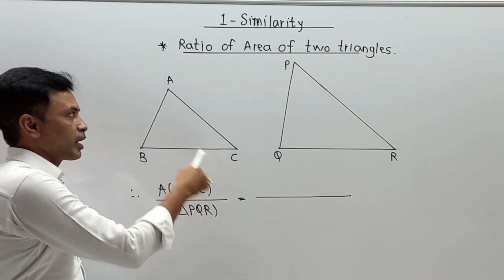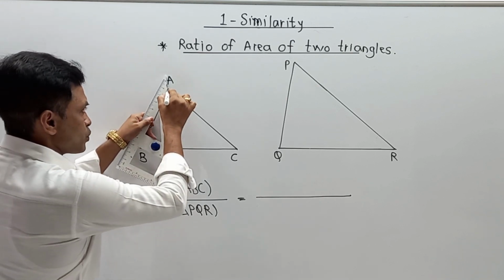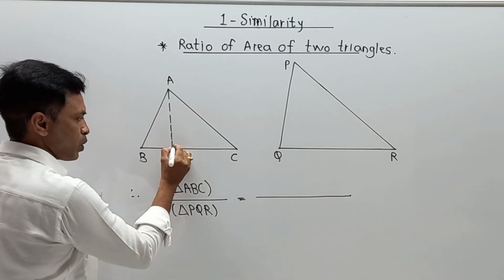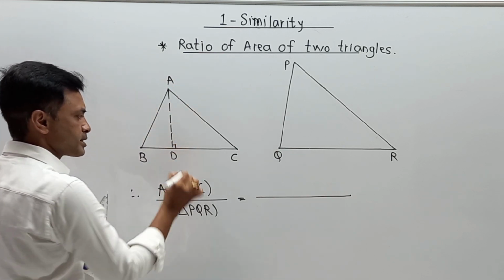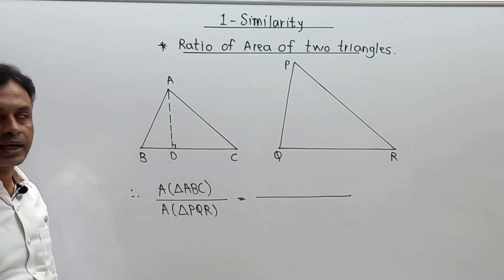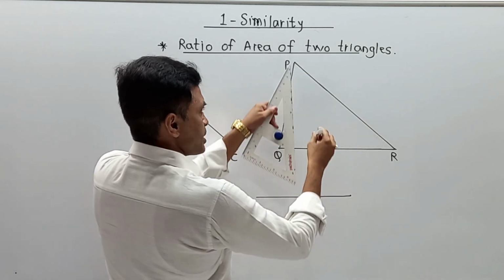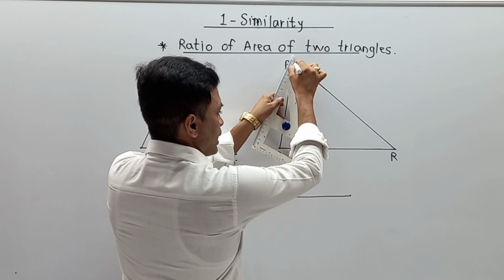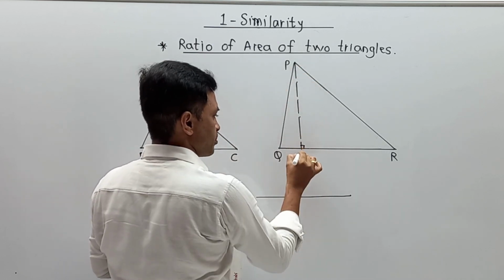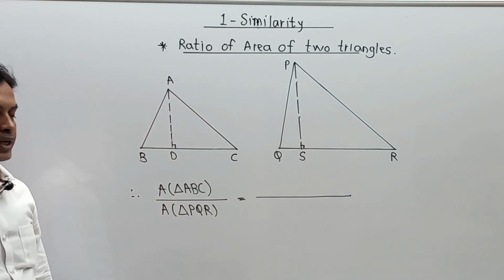Here the values of base or height are not directly given, so I am going to introduce the height. For the first triangle, let us say I draw a perpendicular from A on BC, and I indicate it as D. So I can highlight AD as the height for the first triangle. In the second triangle, triangle PQR, if I consider QR as the base, then I draw one height here, and the height is PS. Now here is the part to be taken into consideration for understanding.